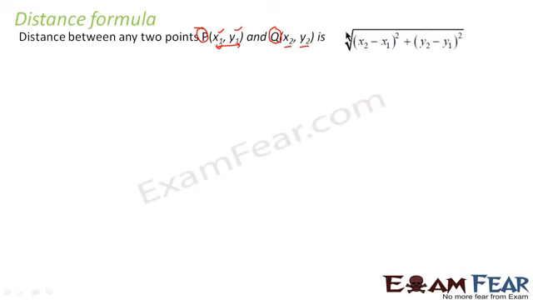I'll repeat once again. The distance between 2 points P and Q, where P is x1 y1 and Q is x2 y2, is root over (x2 minus x1) square plus (y2 minus y1) square. We'll use this formula to find the distance between 2 points. For example, if you want to find the distance between Russia or Germany or some place in US with some place in Africa, or Bangalore and some place in Switzerland, you can use this formula.